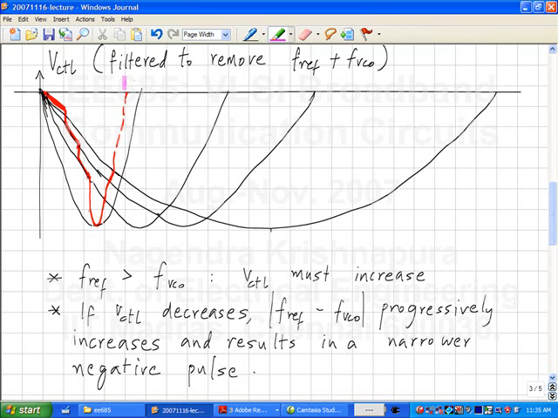In this case, I have assumed that the input frequency is more than the feedback frequency. That means that the VCO frequency has to be increased, which means that the control voltage has to be increased. So increasing control voltage is the right direction, decreasing control voltage is the wrong direction. Because of the feedback action, this tends to thin out and the other one tends to become fatter.